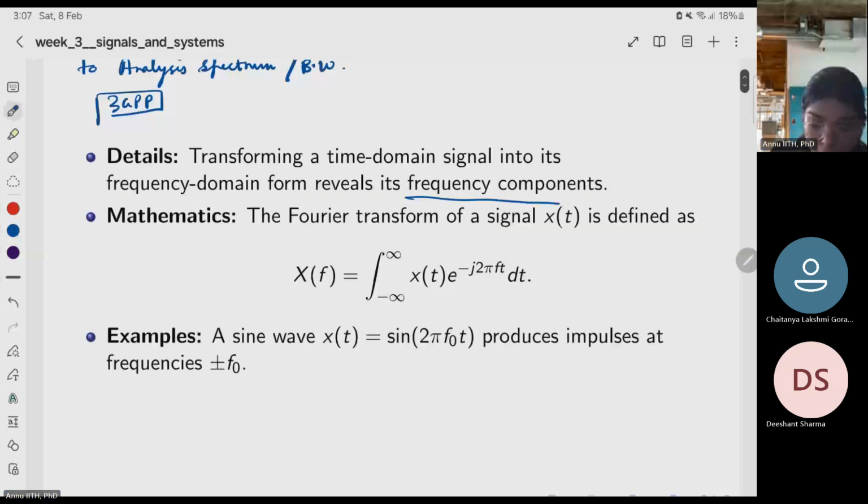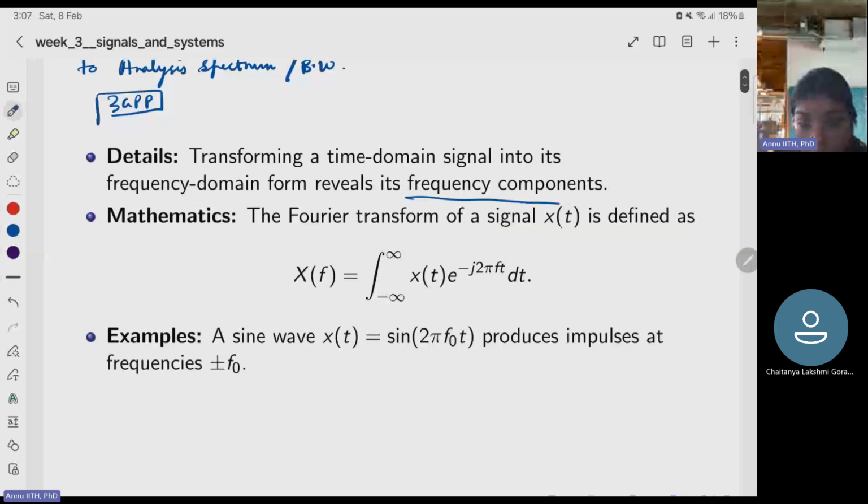The Fourier transform also provides a way to convert back. My tablet is lagging, I don't know why it's not showing here. So the inverse transform recovers the original signal.